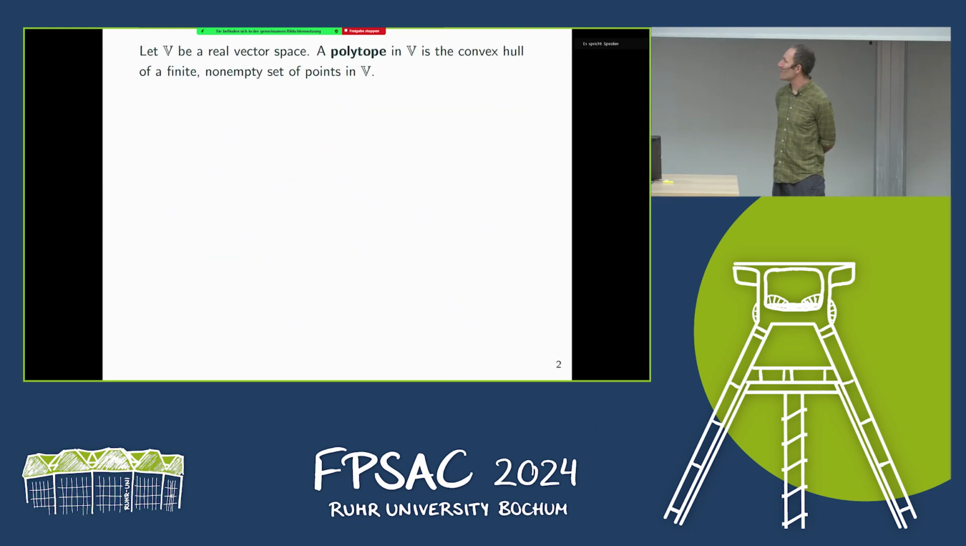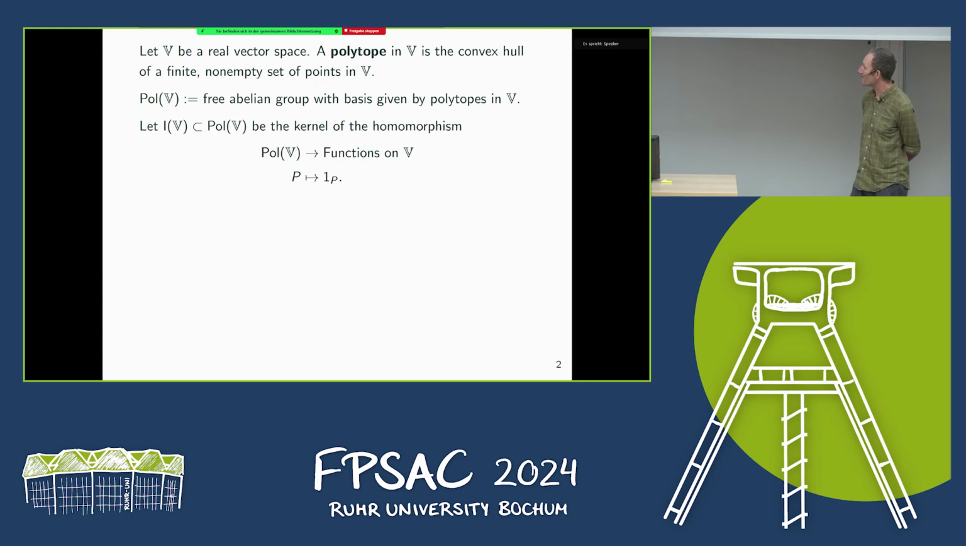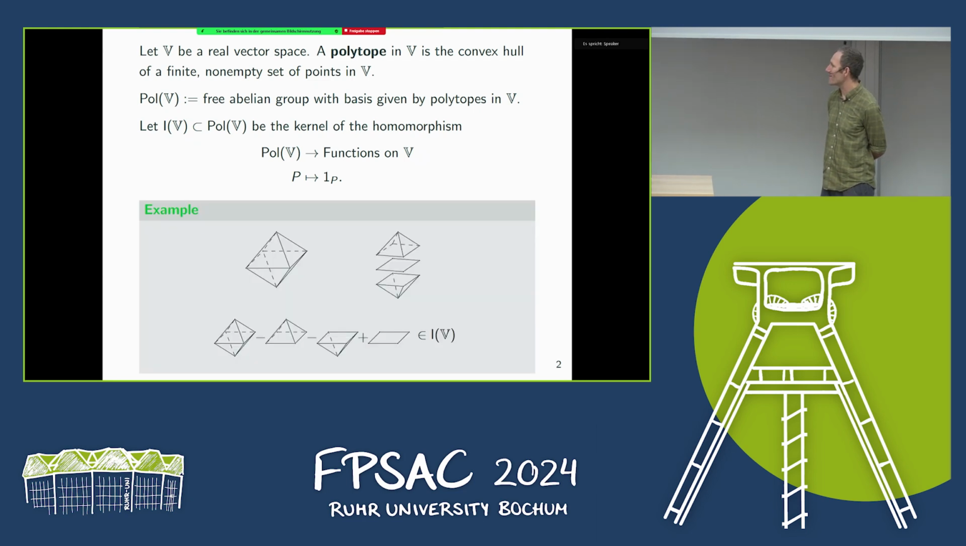Okay, so let me start with a real vector space V. A polytope in V is just a convex hull of a finite set of points. And I want to think about the free abelian group with basis given by all polytopes in V. So this is some hugely infinite dimensional free abelian group. And I want to think about a subgroup, the kernel of the homomorphism that takes a polytope to its indicator function.